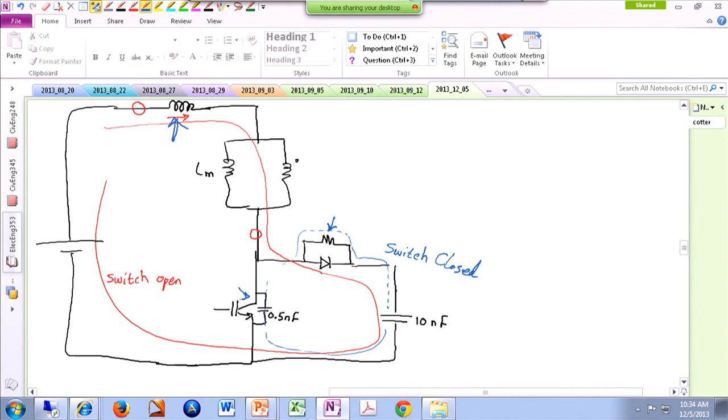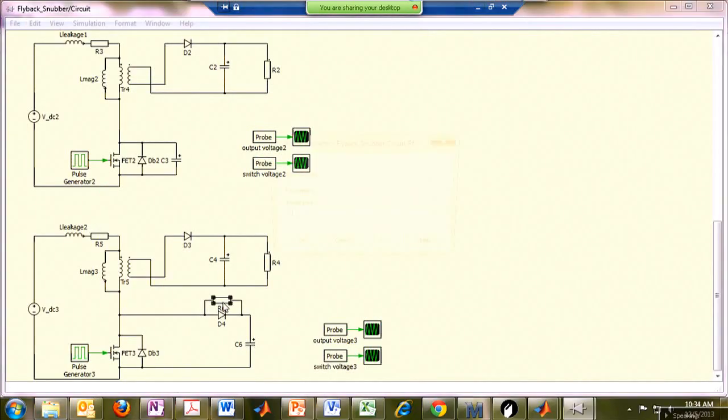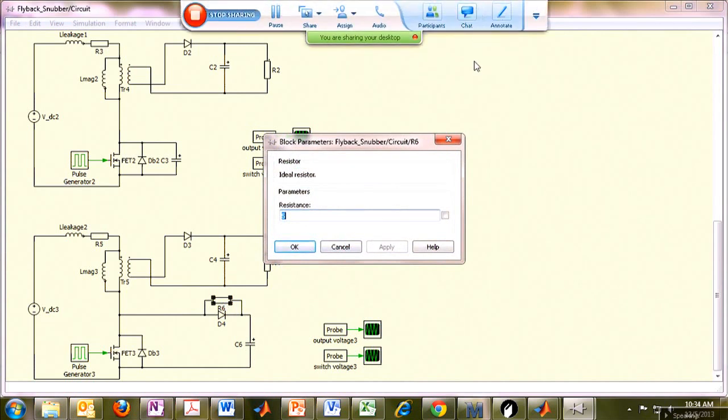This resistor over here, technically you can see that with the switch closed, you have an RC system, right? So the time constant of this should be much smaller than the period. For instance, the value that I have chosen over here is 5 ohms.